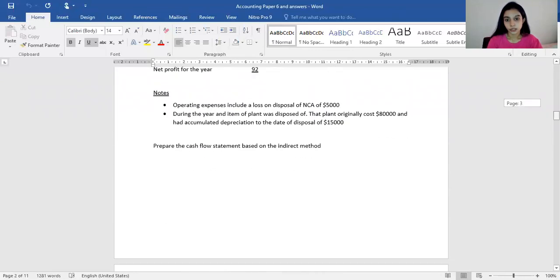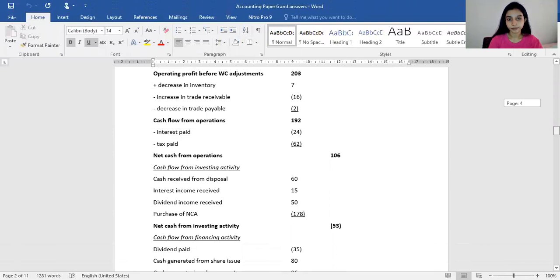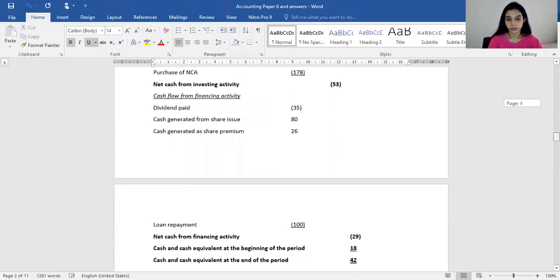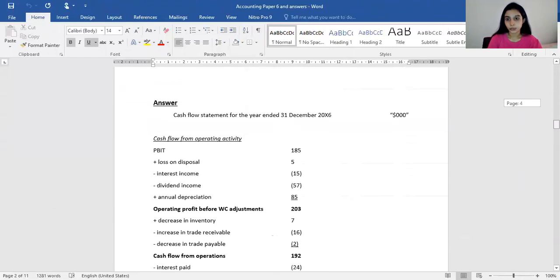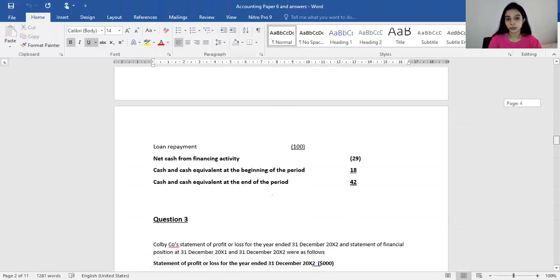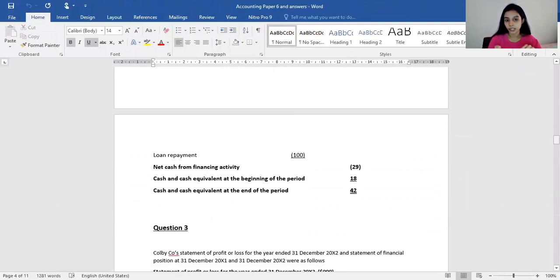So I've given you all the answer here on a clear cut. So when you do the adjustments from beginning to the end, if you do your calculations properly, when you put the cash and cash equivalents at the beginning of the period and cash equivalents at the end of the period, you can directly take it out from the statement of financial position. And this net cash from financing activity, this figure that you're finding, will tally with this cash and cash equivalent amount. So at the end, it will get balanced to 42.